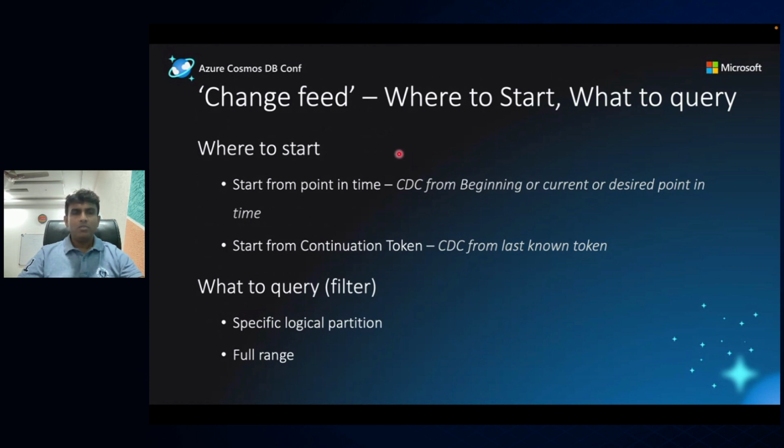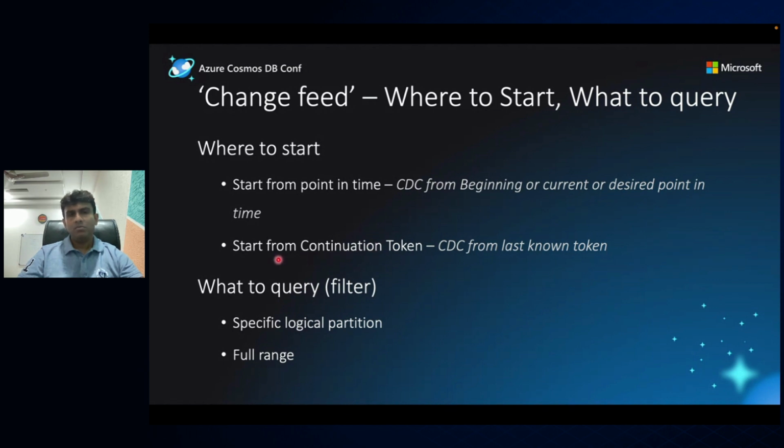So in order to query the change feed, a couple of configurations have to be passed. First thing is we need to tell from where to start the change feed. Again, there are two types of configuration in that. You could start based on some point in time, which could be from the beginning, the current point in time, or any desired point in time. If you say I want to get the change feed from the beginning, what this means is after the container is created, any changes that happened in the container will be retrieved via the change feed.